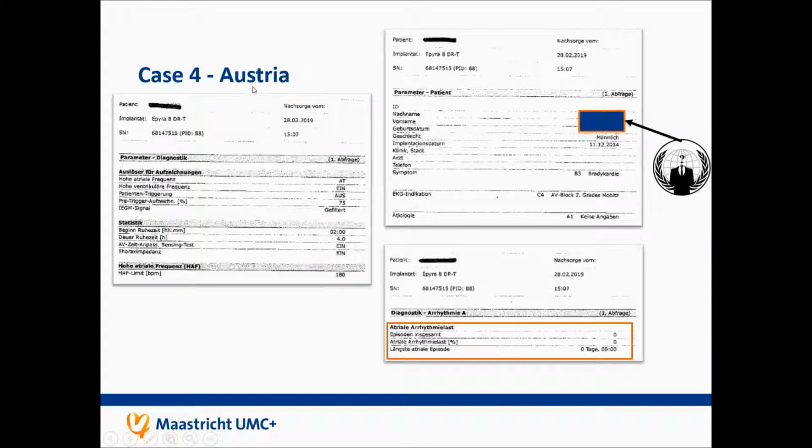This is an example from Austria of February 2019. We see that the atrial cutoff rate is programmed 180. That should be 170. And I had to make it anonymous. And then when we look at the atrial burden, we see that there are 0 episodes. So that's also a possibility.